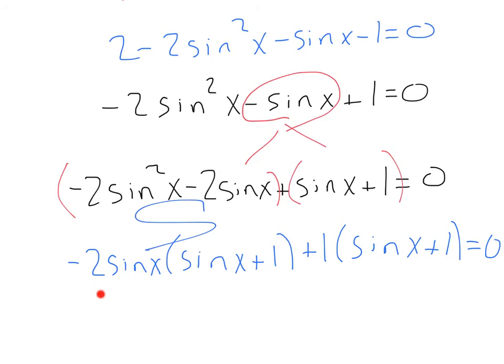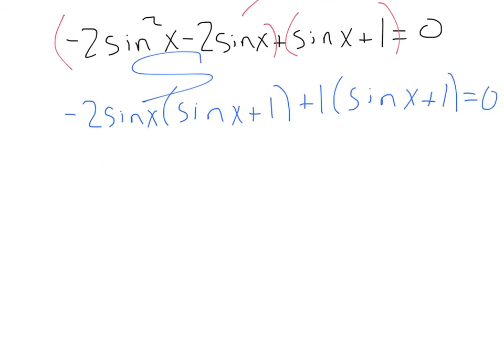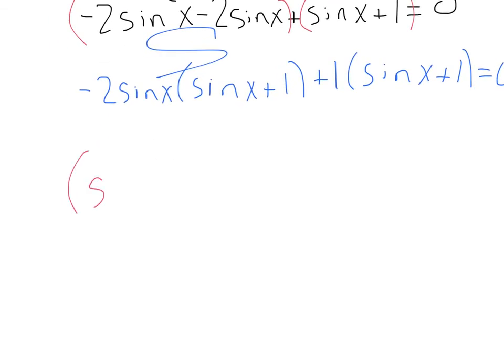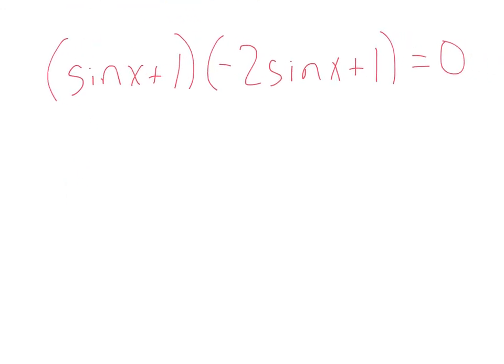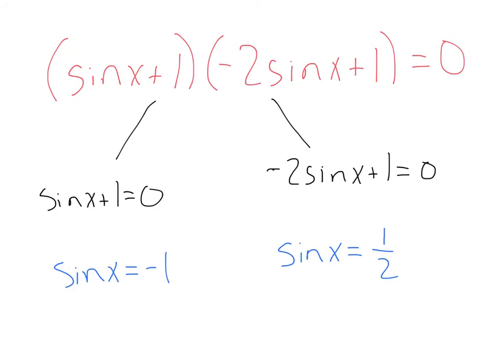I'm going to get negative 2 sine x plus 1, sine x plus 1. Good, I have my sine x plus 1s in common. I can go ahead and factor that out. I'm going to get sine x plus 1 and negative 2 sine x plus 1 all equal 0. Let's go from there and split our factors up. That's going to give me sine x plus 1 equals 0, or sine x equals negative 1, and negative 2 sine x plus 1 equals 0, or sine x equals 1/2.